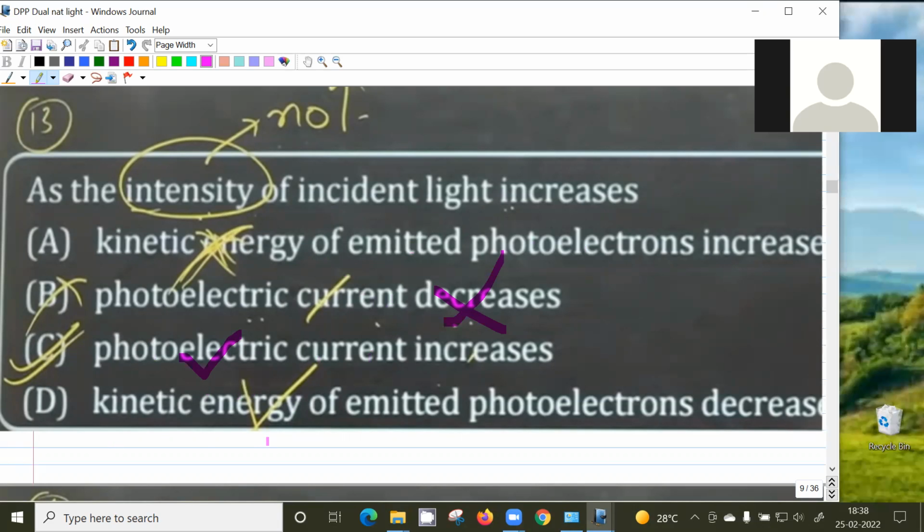Okay, D: kinetic energy of the electron decreases. No, kinetic energy depends on h nu only. h nu equals phi naught plus K max, and phi naught is fixed, so K max depends on h nu or nu, not on the intensity. So D is also wrong.